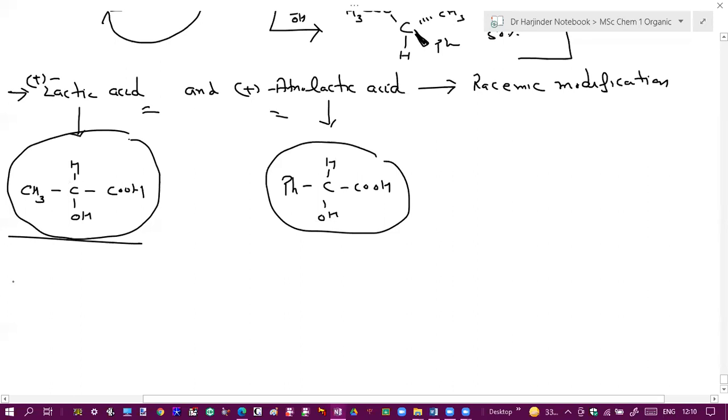The third one is cationic racemization. Now, what will happen in case of cationic racemization? What are the requirements and what will be the intermediate?